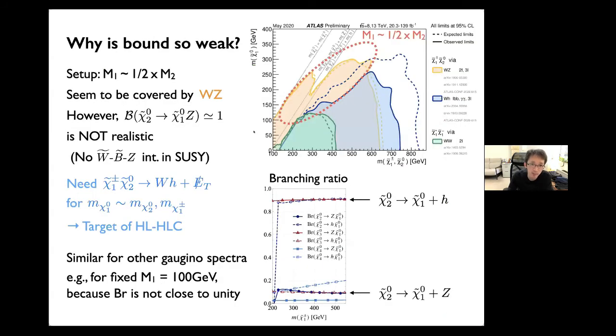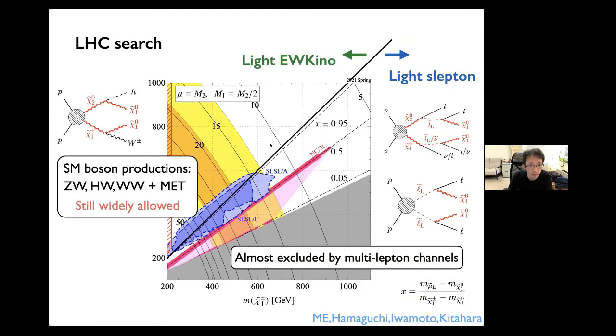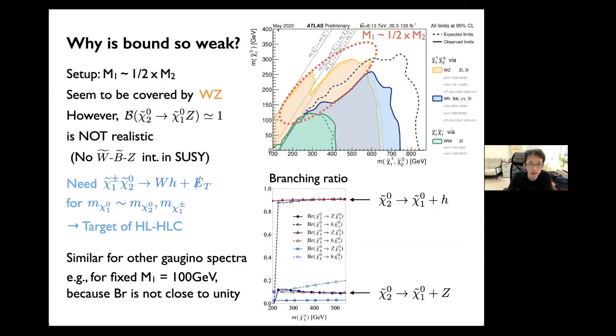So why is this boundary so weak? The reason is very simple. I haven't explained, but we assume that the Wino mass is half of the Wino mass in this plot. Then this is a plot of the ATLAS sensitivity, the ATLAS exclusion. So this parameter region corresponds to here in this plot. And such a mass region seems to be excluded by the WZ final state channel.